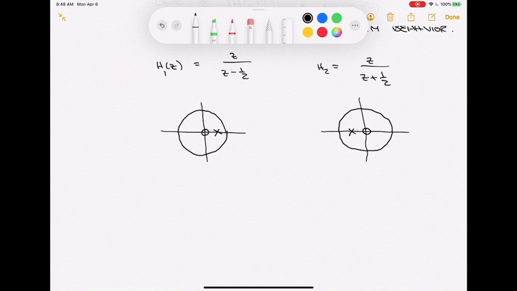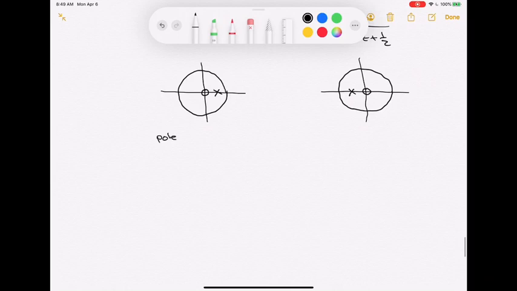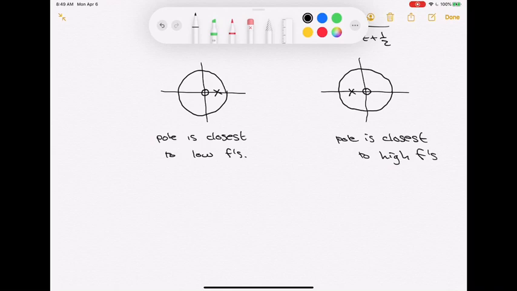What do we expect behavior-wise out of these systems? In the first system, we see that the pole is closest to low frequencies. And in the second system, we see that the pole is closest to high frequencies. So if you look at that distance, that guy closest there to high frequency, and in the first case, we have that short distance that's closest when we're near low frequencies.